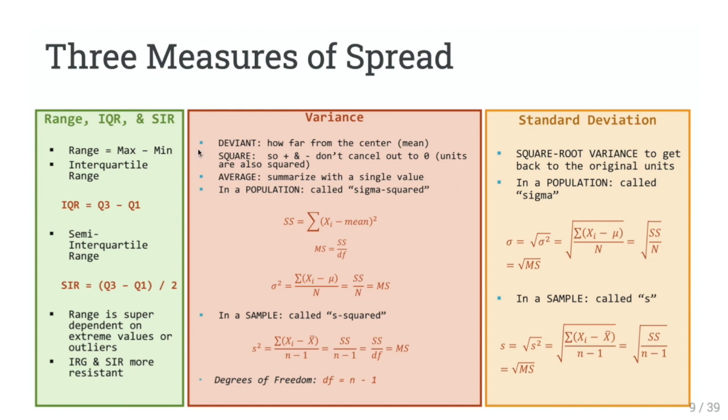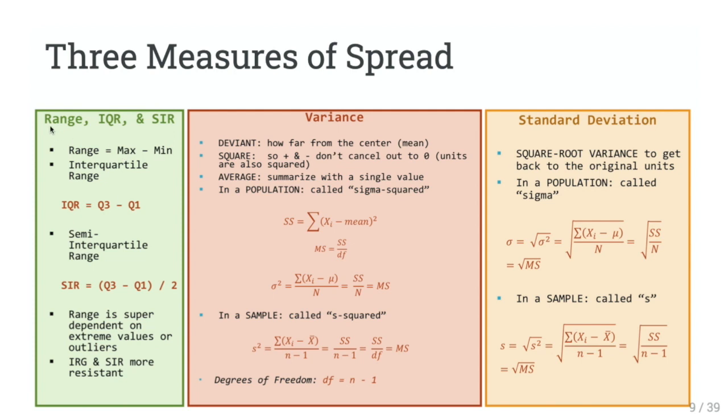To talk about that, we're going to use things like range, IQR, and SIR. SIR we're not going to rely on a whole lot. These are really good to just understand really basic information about the spread of your data. We're going to be relying a lot on variance and standard deviation throughout this class, and so we'll talk about what those are and what the calculations mean in just a moment. With range, it's just the max minus the min.